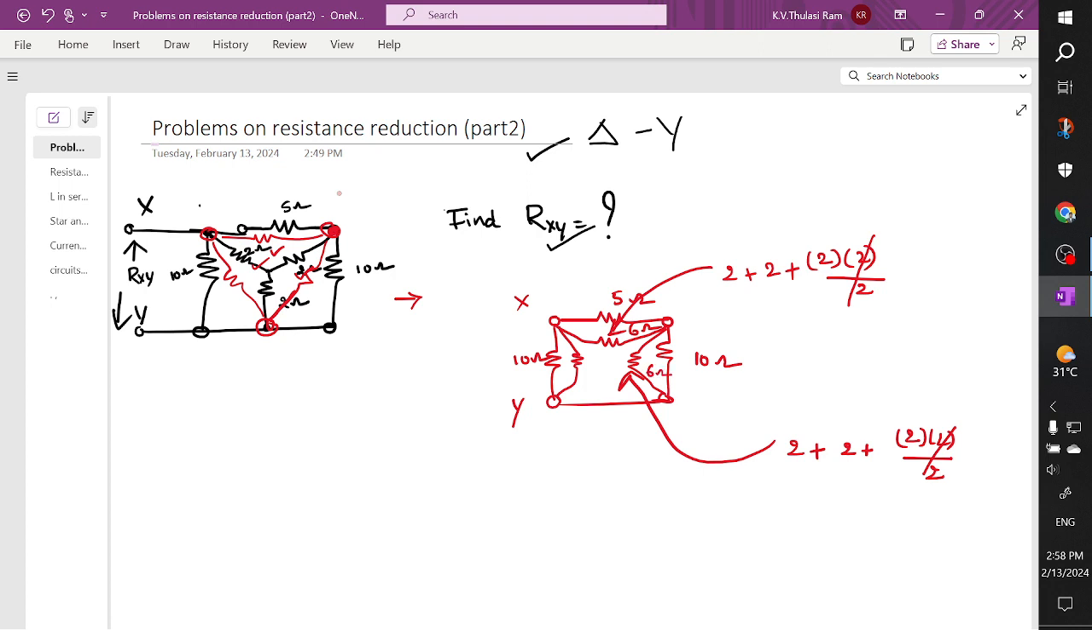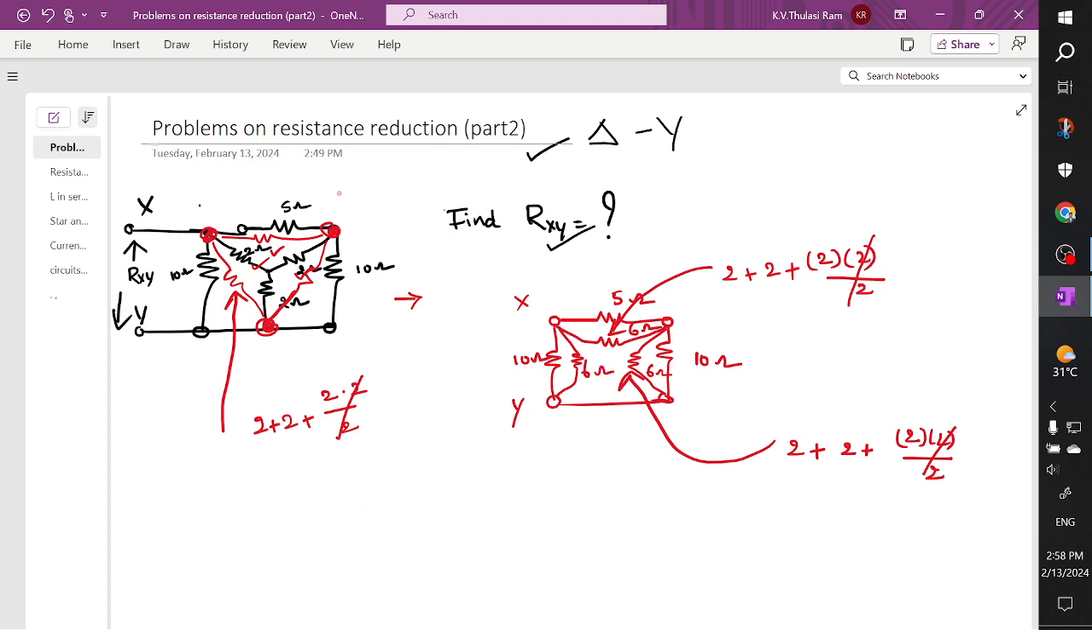And similarly, I want to find out this resistor. How to find this resistor? This red color resistor we need to find is connected between 2 ohms and 2 ohms. So I can write this as 2 plus 2 plus the product of these two resistors, which is 2 into 2, divided by the resistor at 90 degrees, divided by 2, where we are going to get 6 ohm.